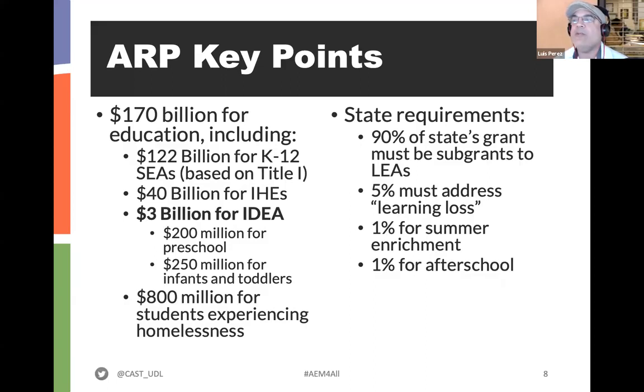But then there's also some requirements. So at the state level, there's a requirement that 90% of the state's grant must be provided in subgrants to local education agencies or LEAs. 5% of the funding must address learning loss through a variety of evidence-based interventions that address the social, emotional, and academic needs of students. 1% needs to be set aside for summer enrichment programs, and then 1% for after-school programs.